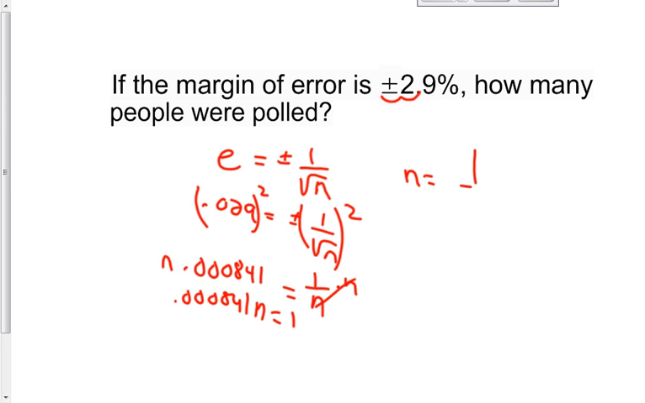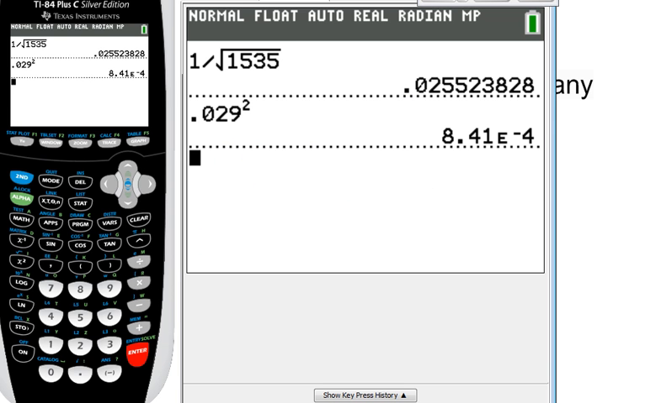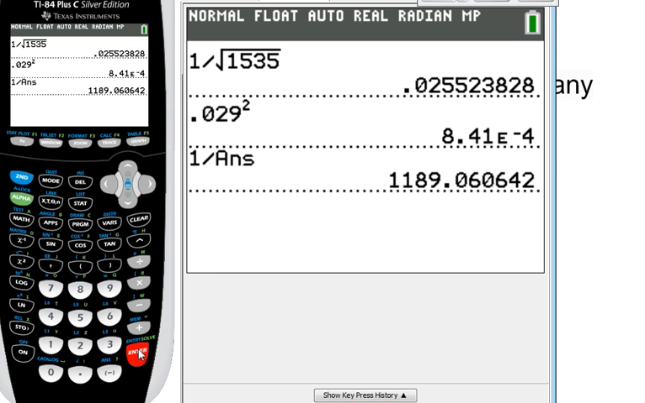And now I need to get rid of the value, have n by itself. N equals 1 over .000841. Okay, so let me go back to our calculator again. I'm doing 1 divided by my answer. Now remember, there's a way in your calculator where you can just do 1 divided by that answer. 1 divided by my answer, second, and then way down here in the bottom, above the negative sign, is the word ANS, answer.